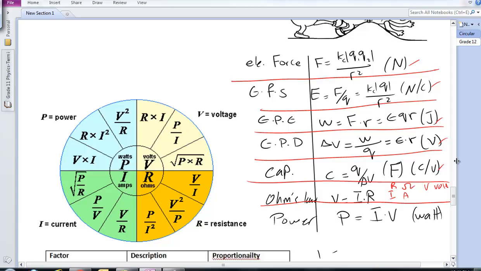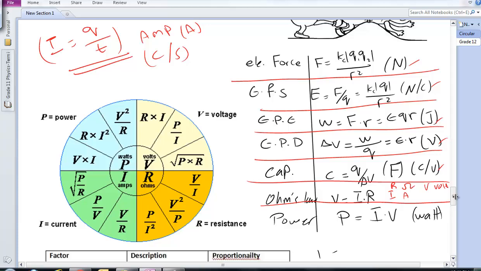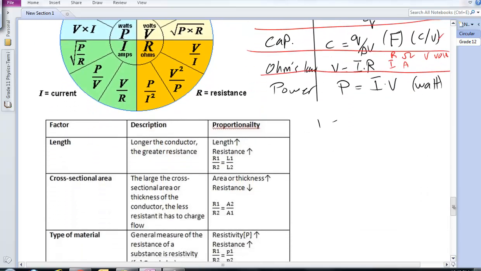And maybe there is one formula that we just missed, which is how to calculate the I, which is Q over T, because the I, or the current, is the rate by which an electric charge moves from one point to another, which is measured in ampere, or coulombs per second. So these are all the formulas that you will need, inshallah.